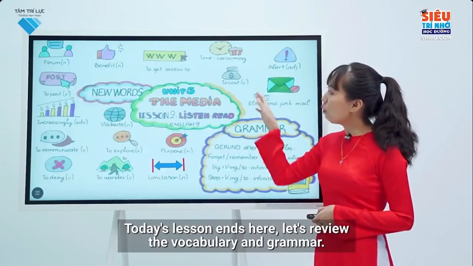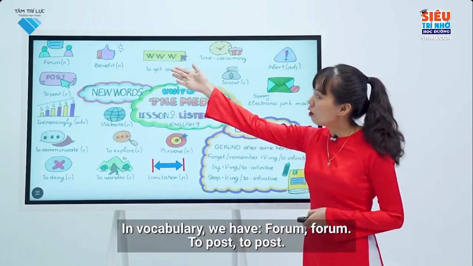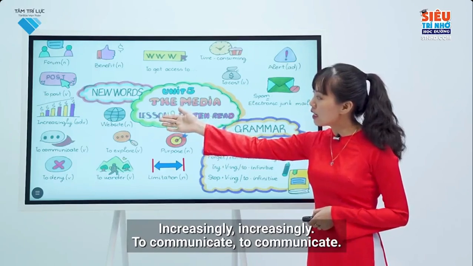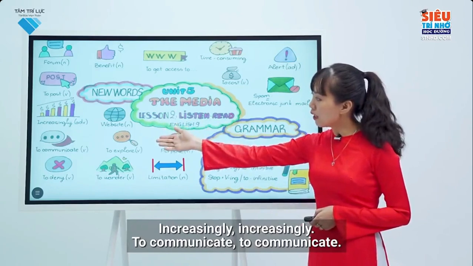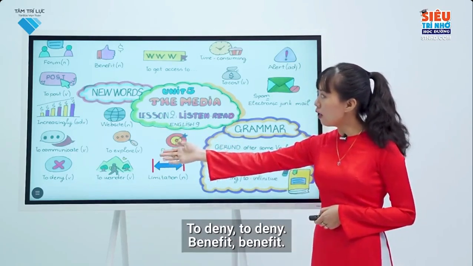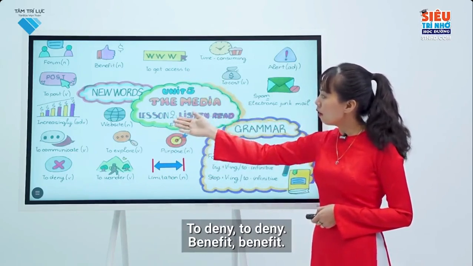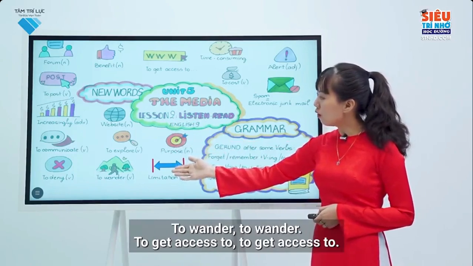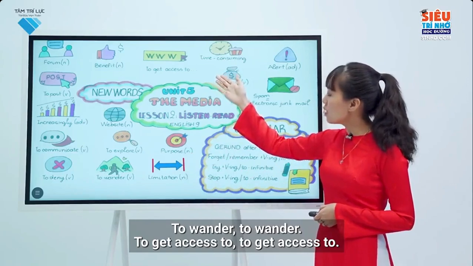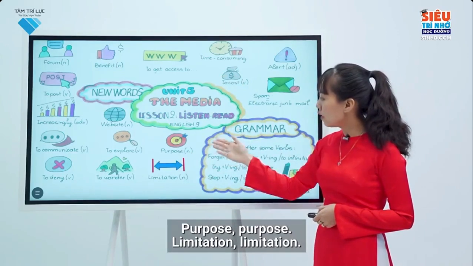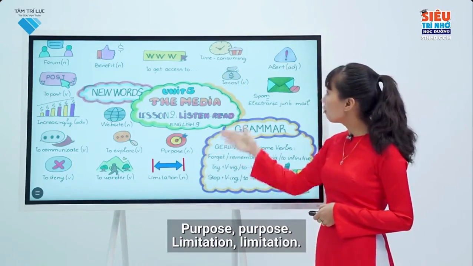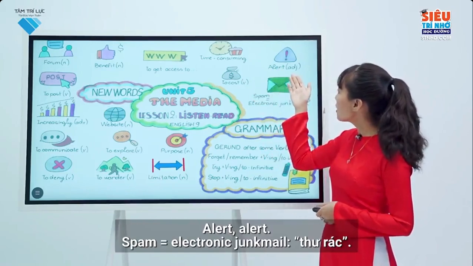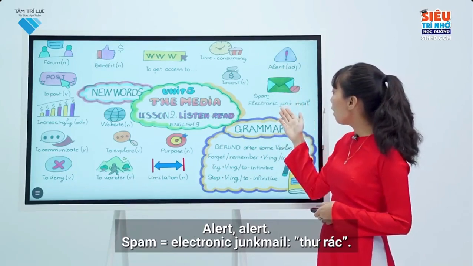Today's lesson ends here. Let's review the vocabulary and grammar. In vocabulary, we have forum, to post, increasingly, to communicate, to deny, benefit, website, to explore, to wander, to get access to, purpose, limitation, time consuming, to cost, alert, spam equals electronic junk mail.